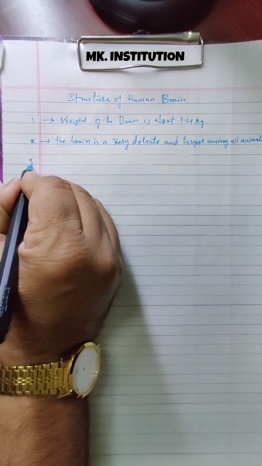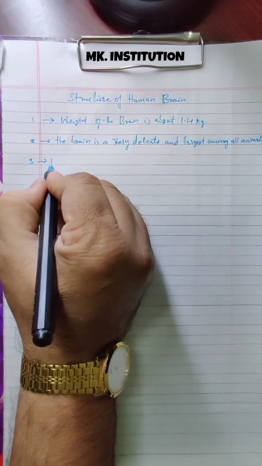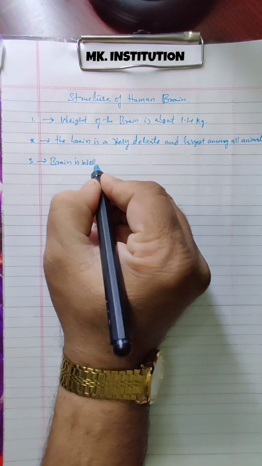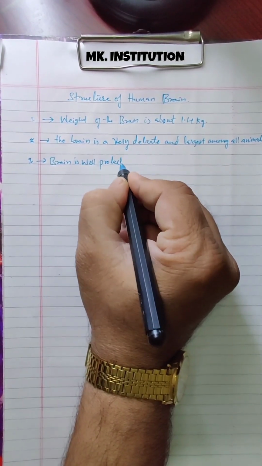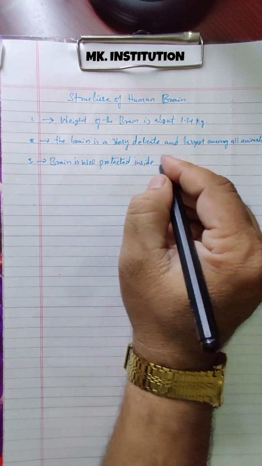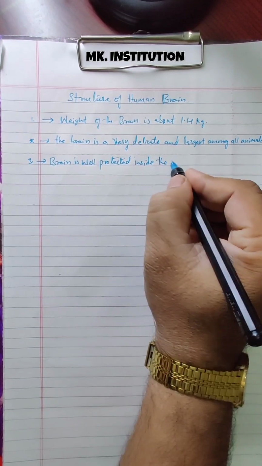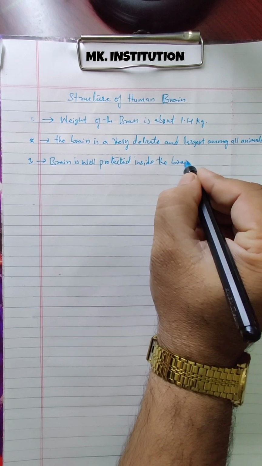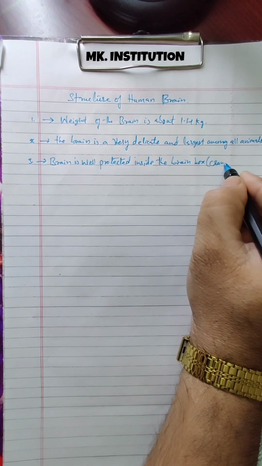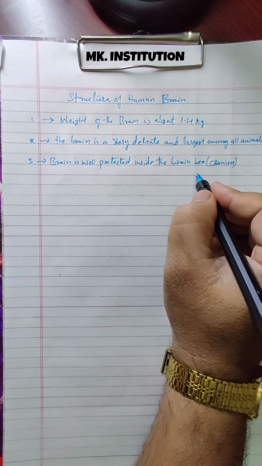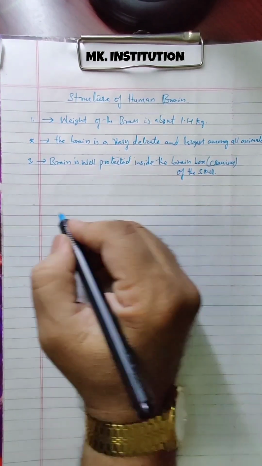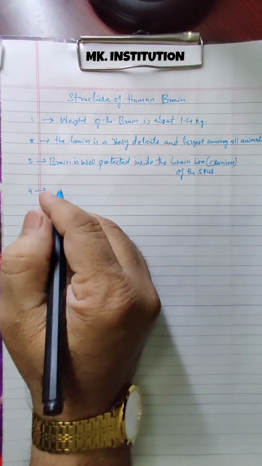Okay. And what is the third point you will write for this here? The brain is well protected inside the brain box. What is the brain box, otherwise called the cranium of the skull? Clear?